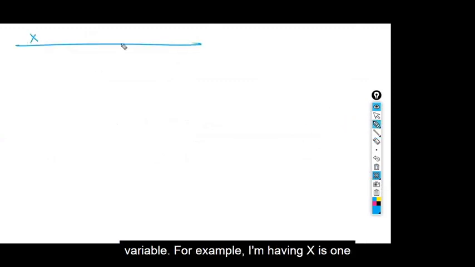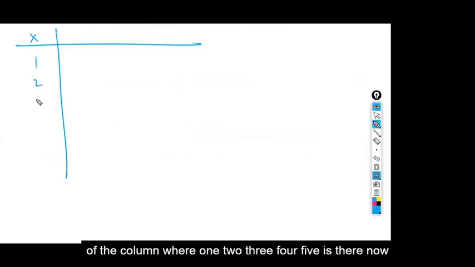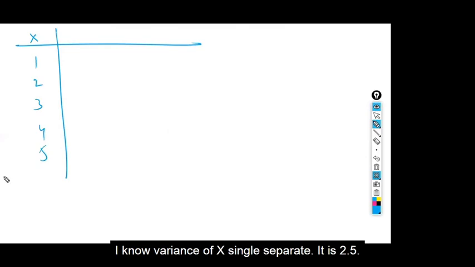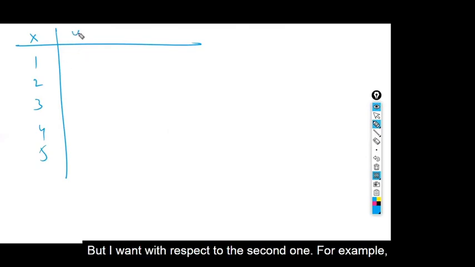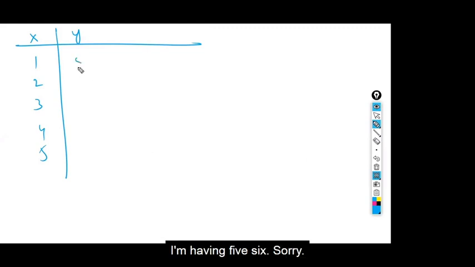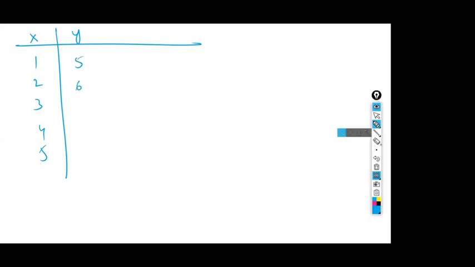For example, I'm having x as one of the columns, where 1, 2, 3, 4, 5 is there. Now I know the variance of x separately is 2.5. But I want it with respect to the second one. For example, I'm having 6, 7, 8, 9, 10.